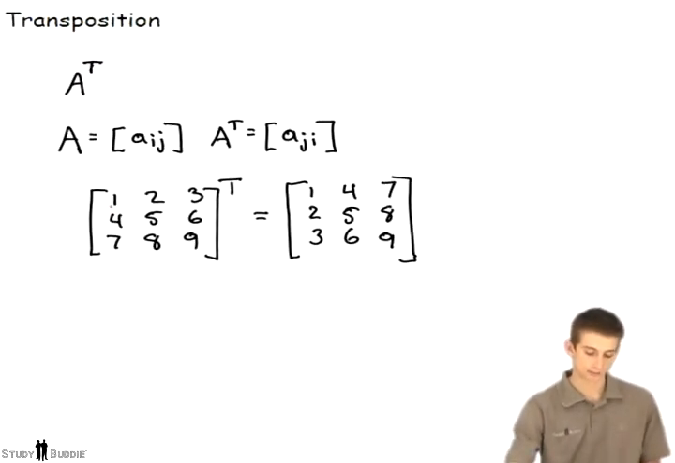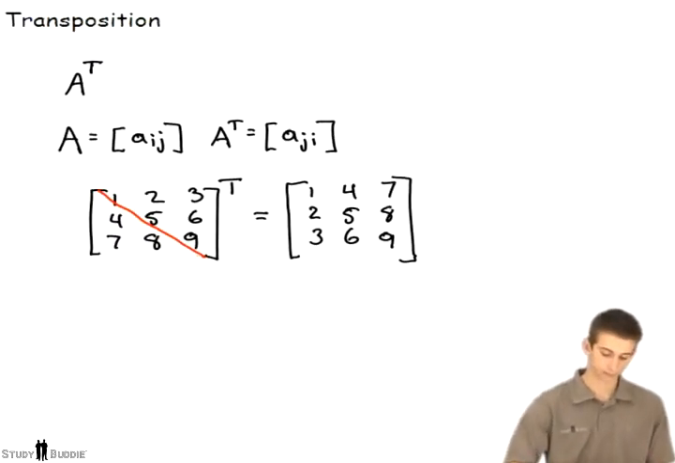Another way you can look at it is if we draw a line along the main diagonal, so it should go through that 5 and 9.